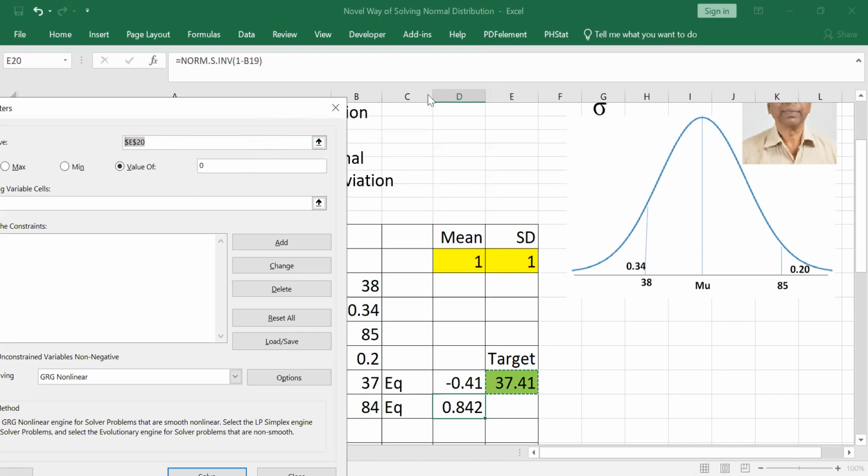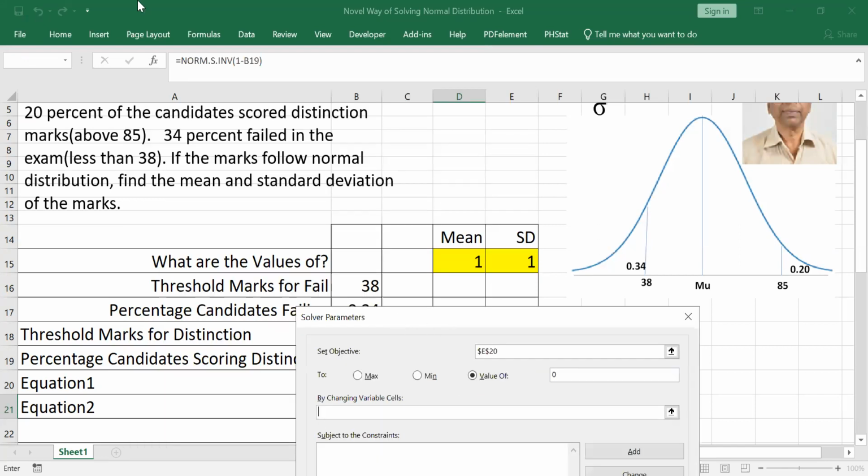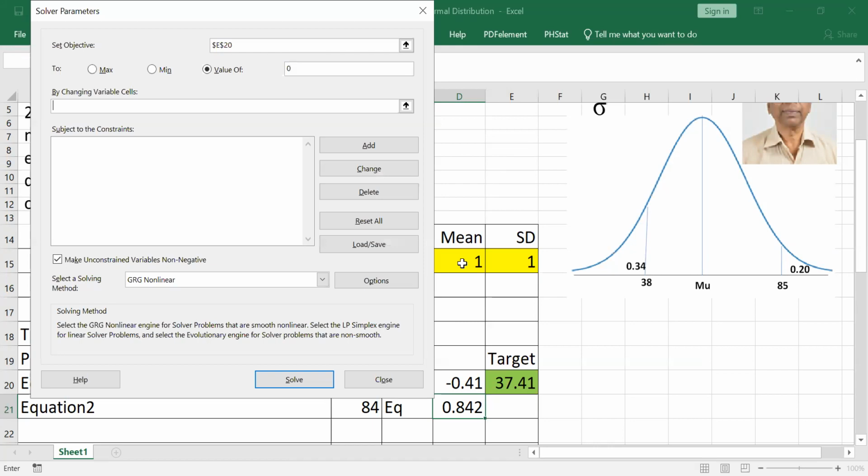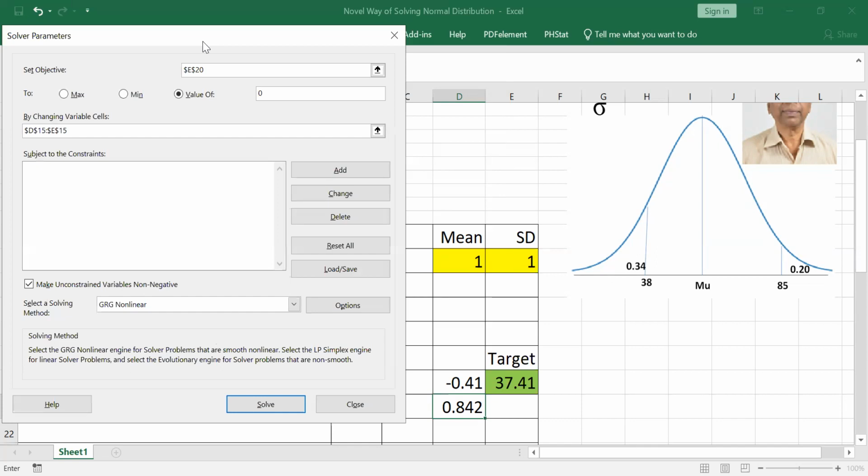Now, the next one is, what are the cells that I should change? By changing cells, mean and standard deviation which are there, I need to change. So this is mean and standard deviation which I need to change. Here, changing cells, mean and standard deviation. These two cells will have to be changed. Now, look at this. Target cell, $E$20. Changing cells D15, E15. You don't have to remember the cell number. You can just move the cursor.